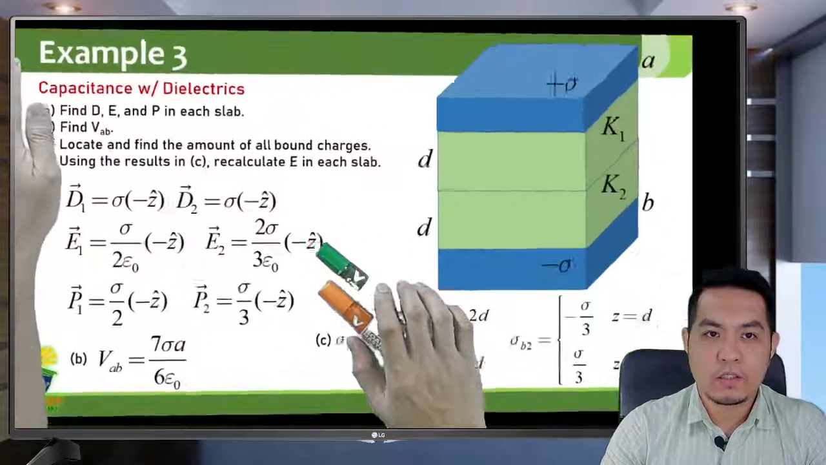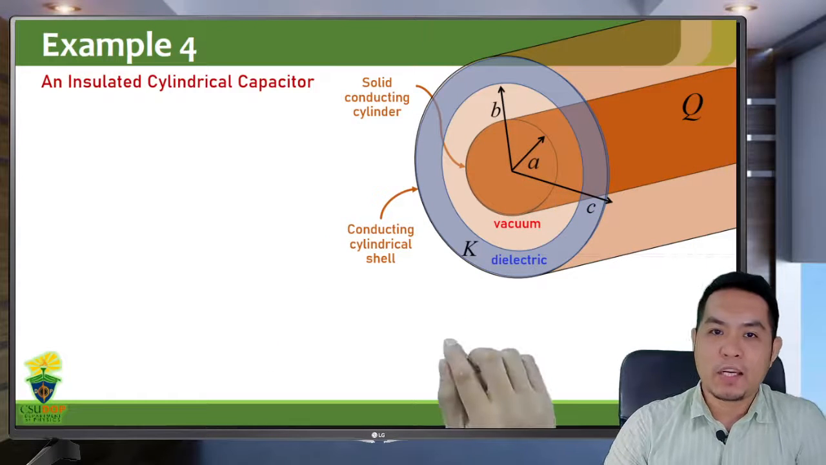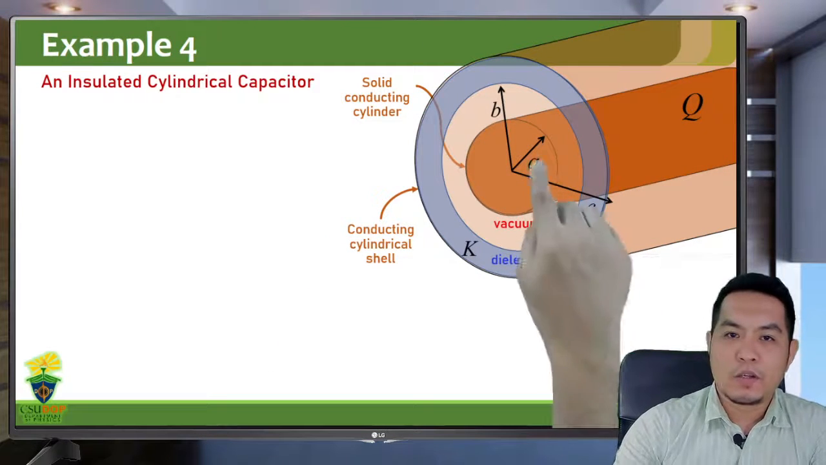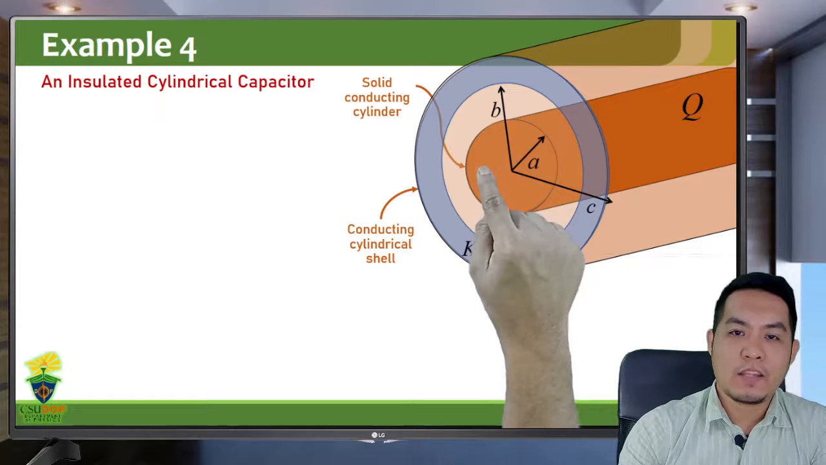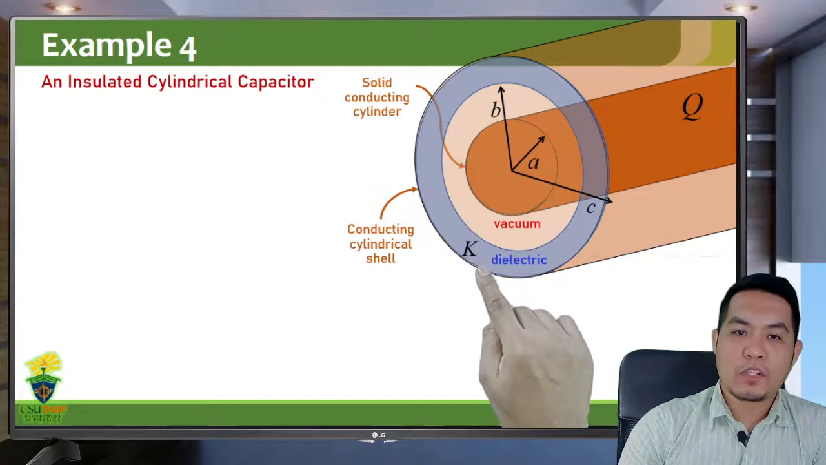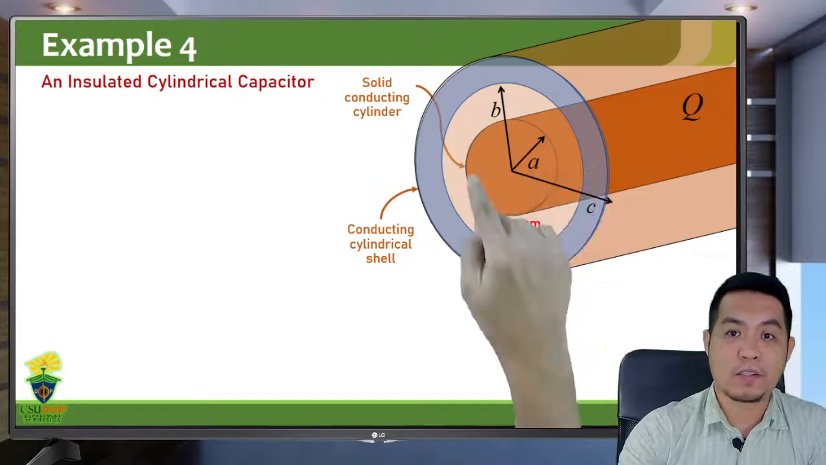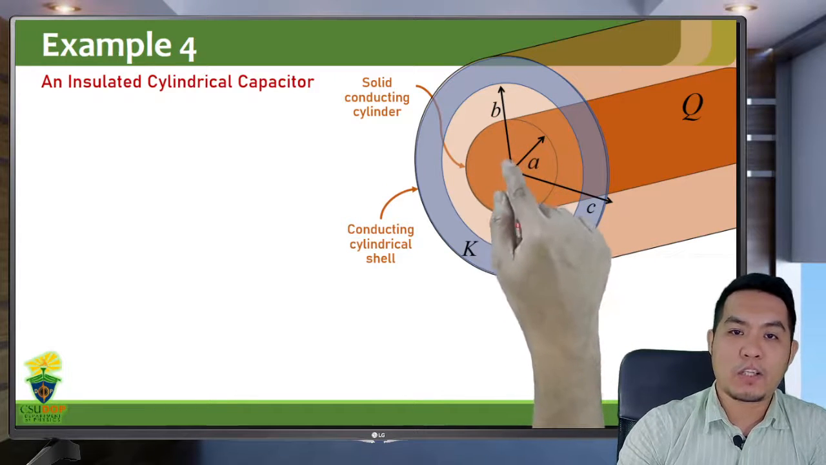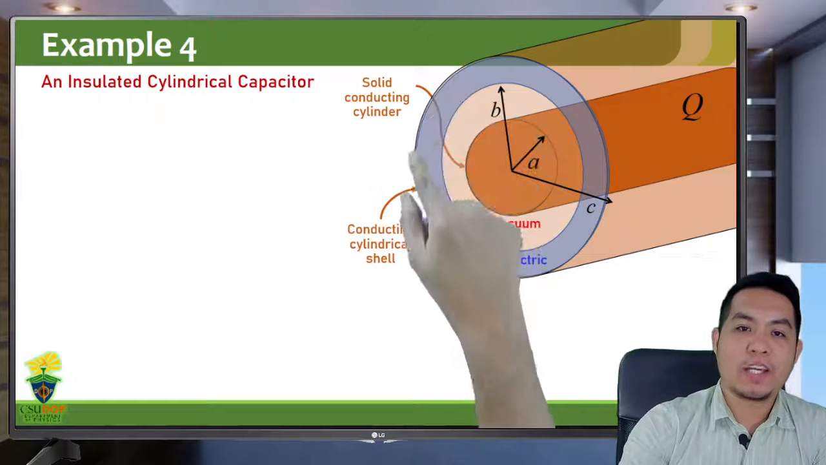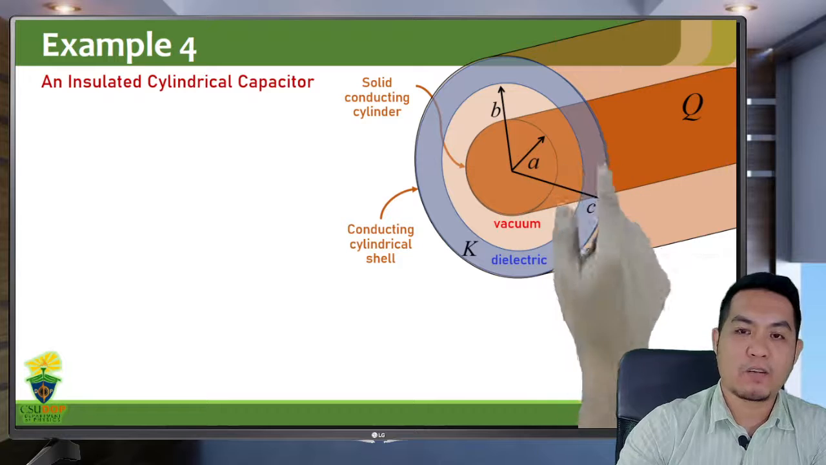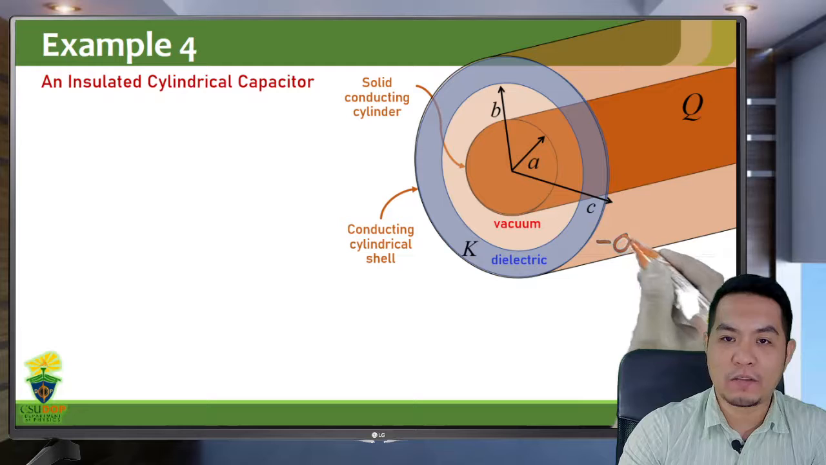This is the last example, example number 4. We have an insulated cylindrical capacitor here. This is a solid conducting cylinder, and the outer shell is also a conducting cylindrical shell. So this is a cylindrical capacitor. There's a charge Q in the solid conducting cylinder, and in the conducting cylindrical shell you will expect a charge of negative Q.